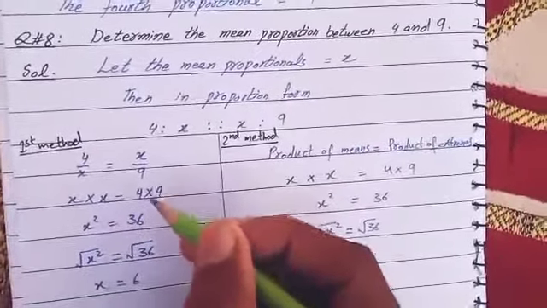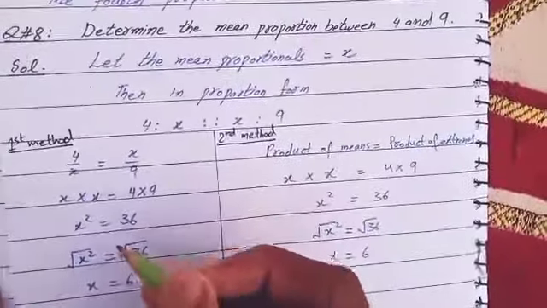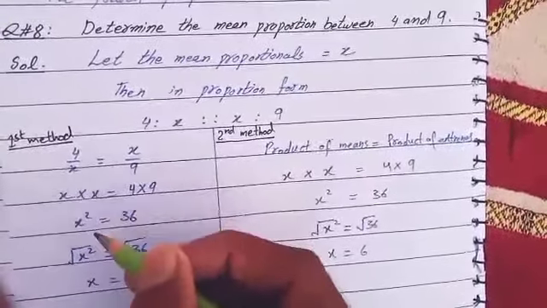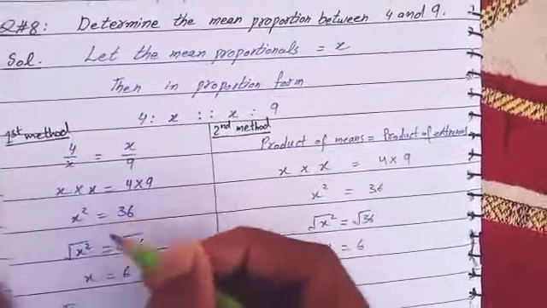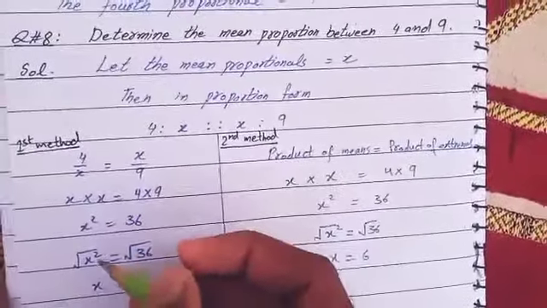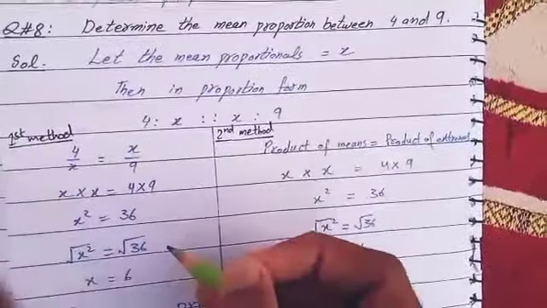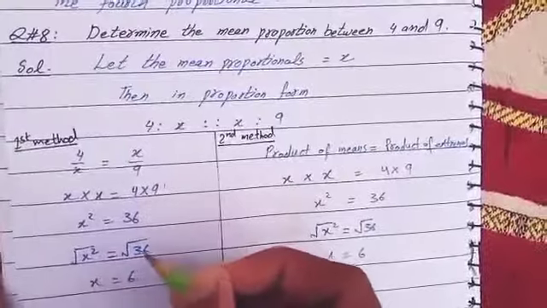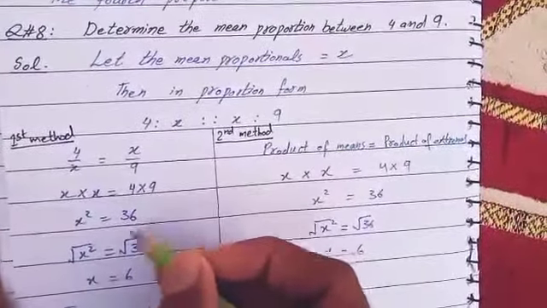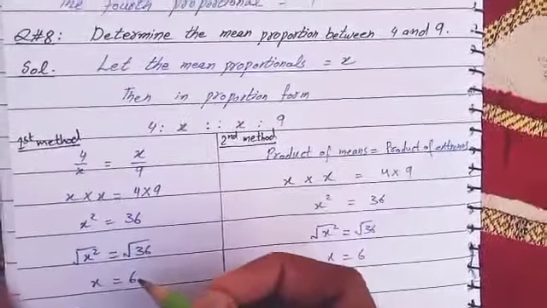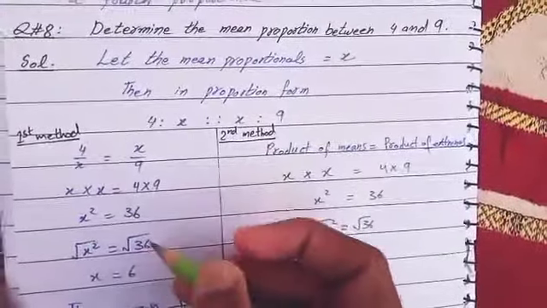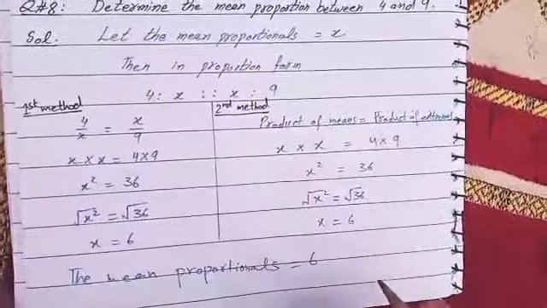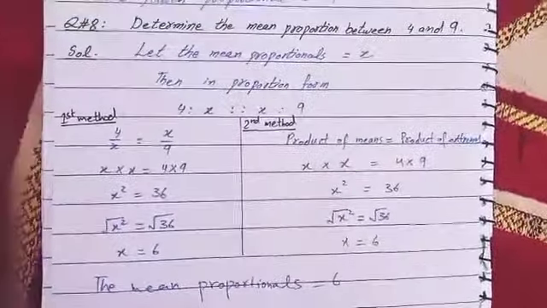And 4 9s are 36. This is square because x multiply x is equal to x square. To remove this square we will take the square root on both sides. Square root of x square, square root of 36. The square root will be cancelled with this square, and the square root of 36 is 6 because 6 6s are 36. That is the square root of 36. So the mean proportional is 6.